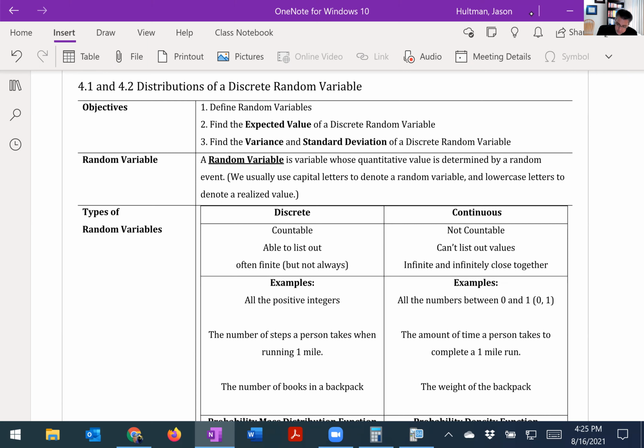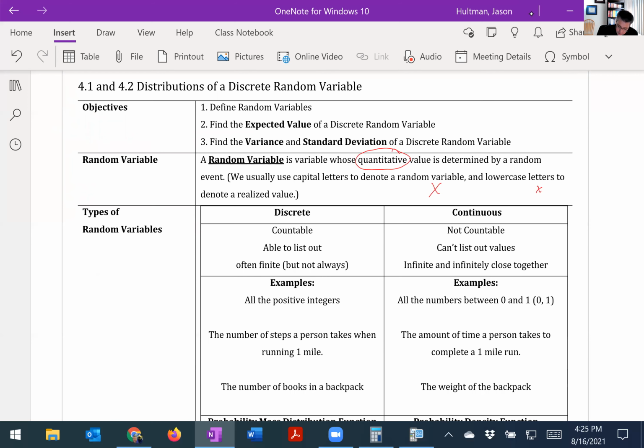A random variable is a variable whose quantitative value is determined by a random event. Okay, we use capital letters to denote a random variable, such as capital X, and lowercase letters to denote a realized value, like lowercase x.